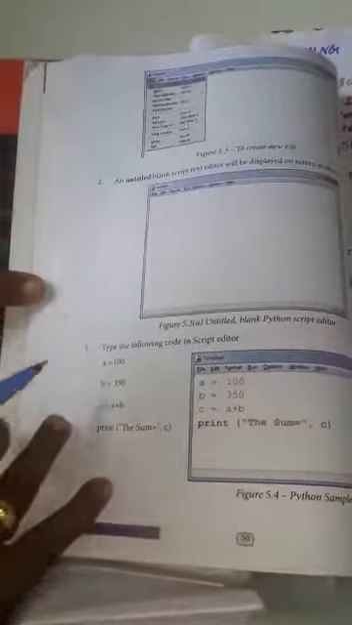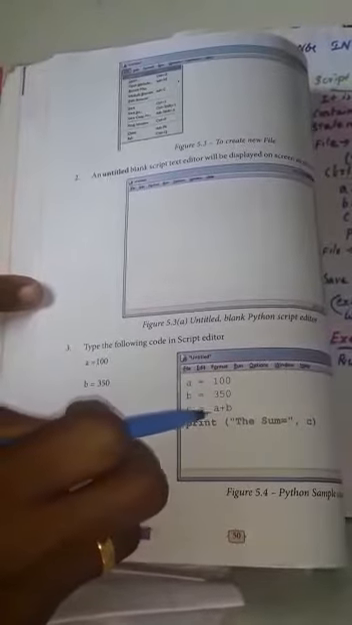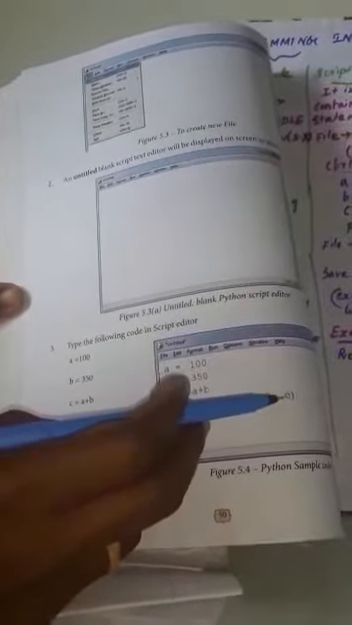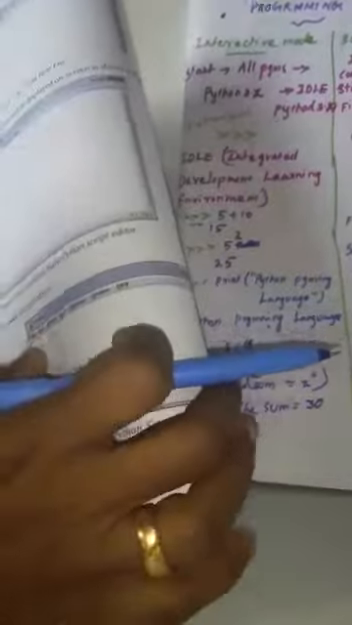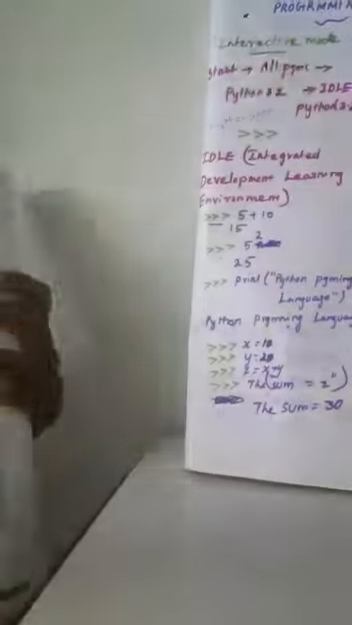Next, type the following code: A equal to 100, B equal to 350, C equal to A plus B, print the sum equal to C. What is the output? The sum equal to 450.